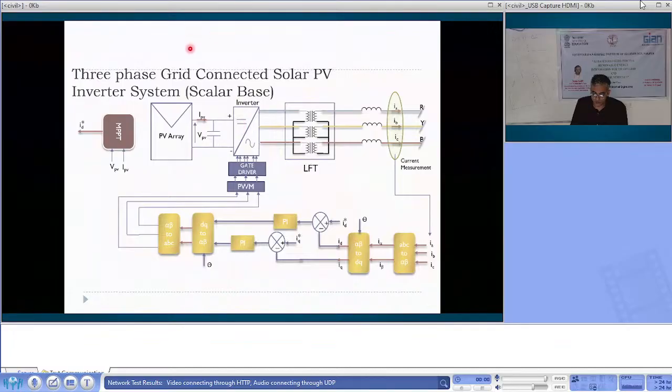Sorry, this is not a scalar base. This should be a DQ control. I have not changed this heading. It should be DQ control, not the scalar base. Scalar base was previous, when there is no conversion and we are just comparing it.